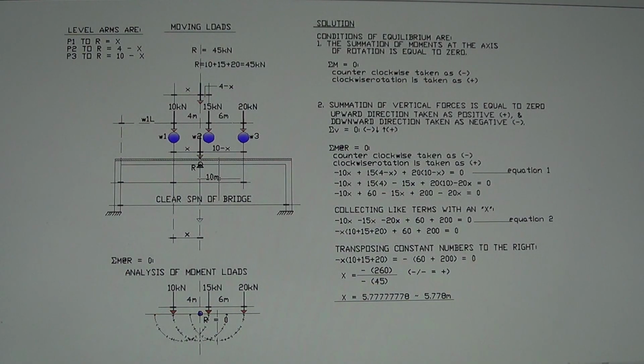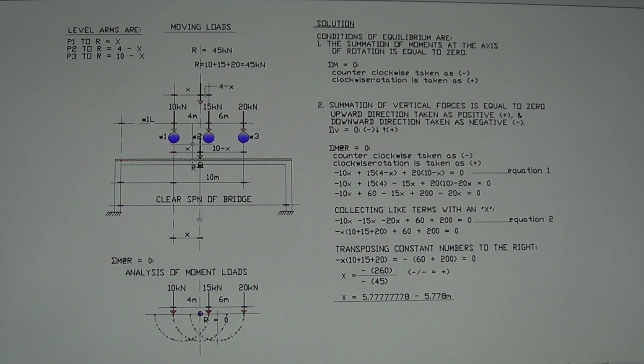The line of action for the resultant load R lies between these three wheels, with the unknown lever arm, which is X. The X distance from the first wheel is the distance of the center of gravity of the three wheels, and is considered to be the line of action for the resultant load R right here.